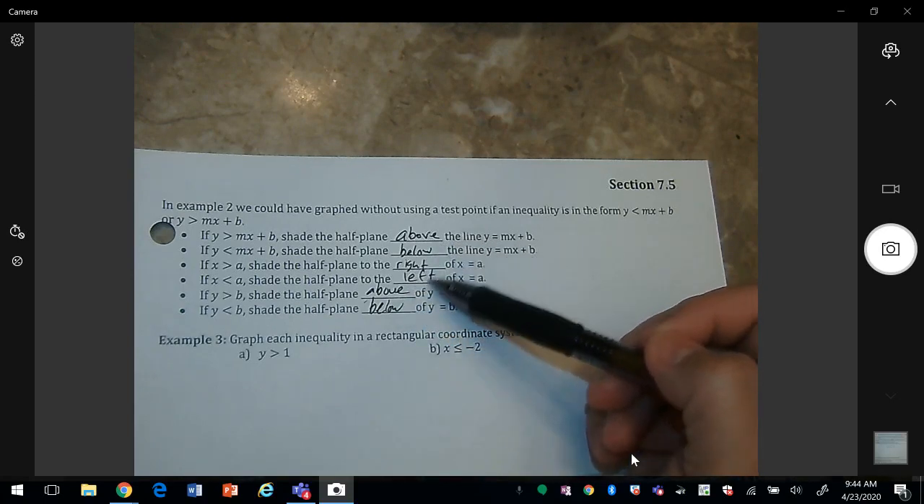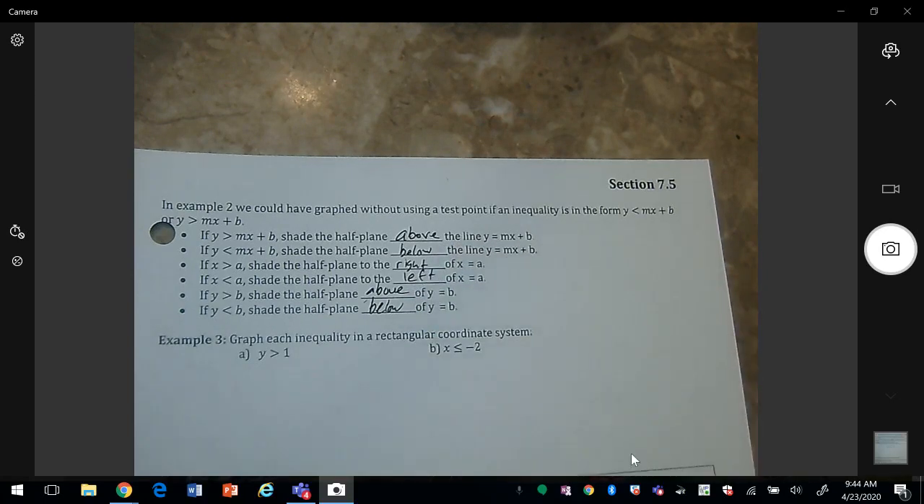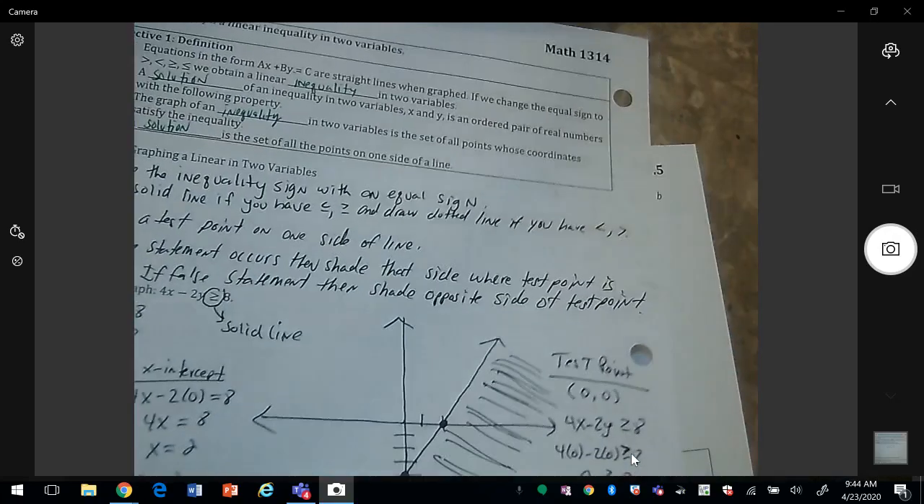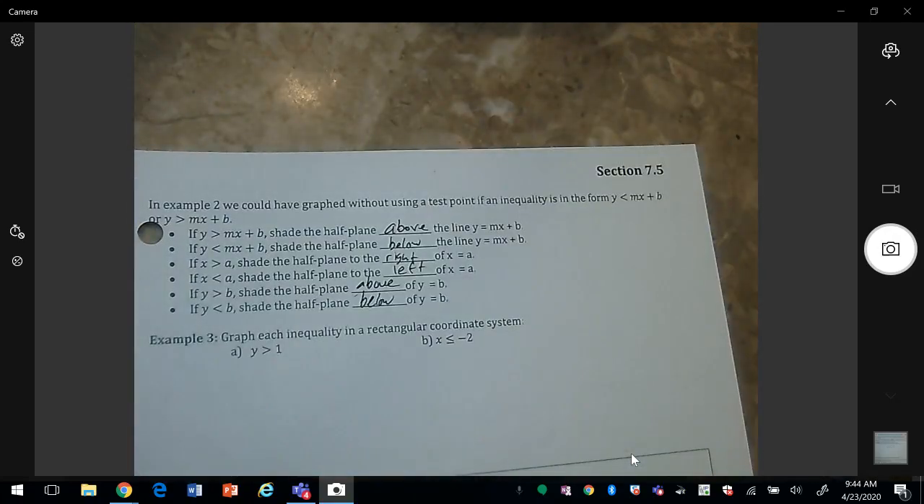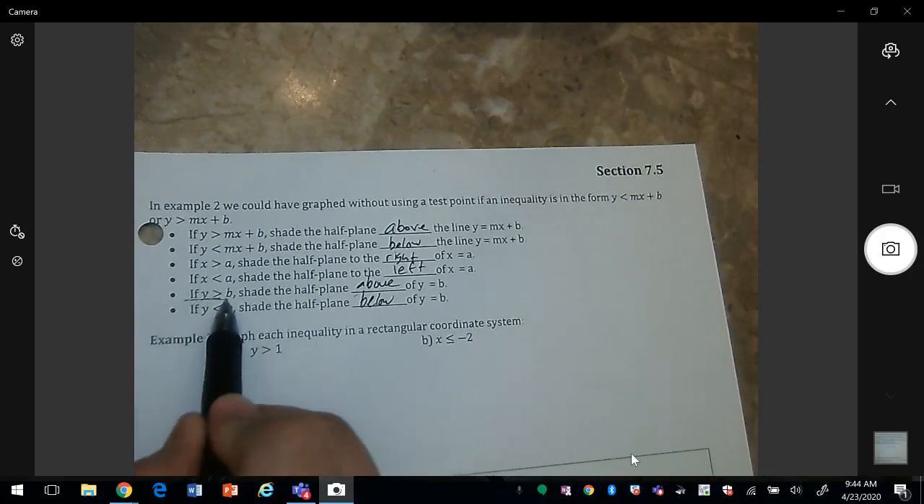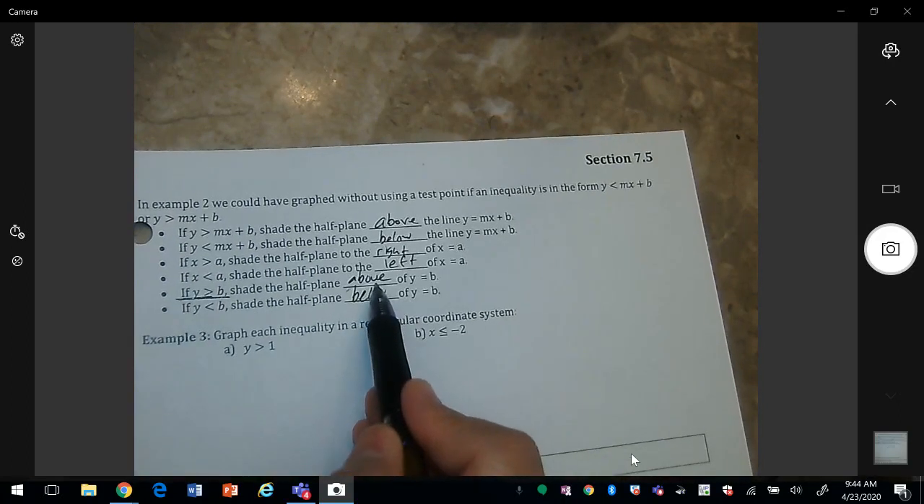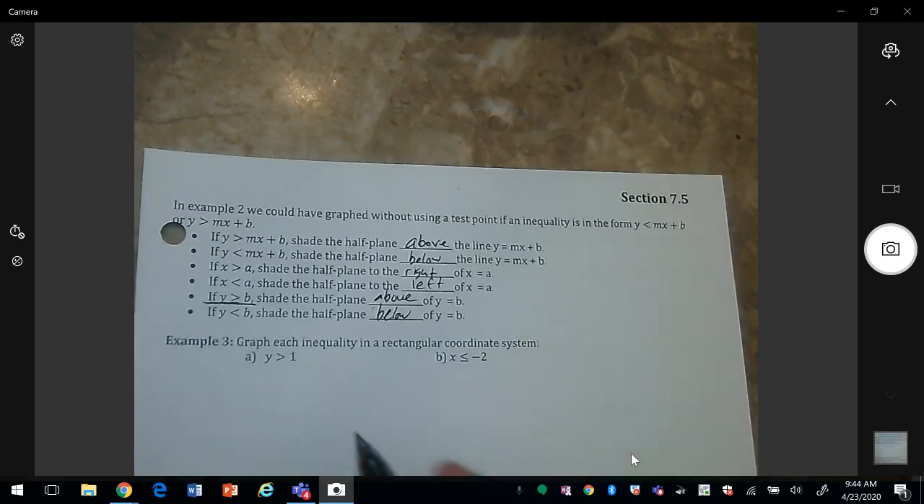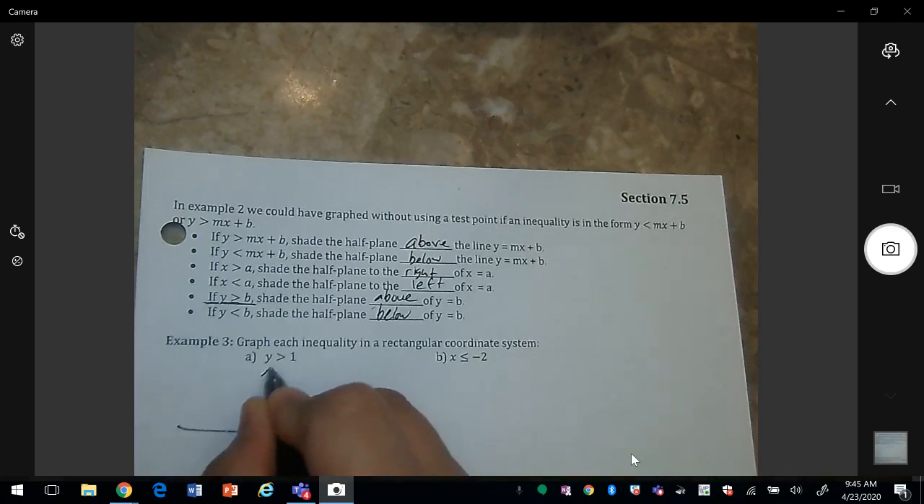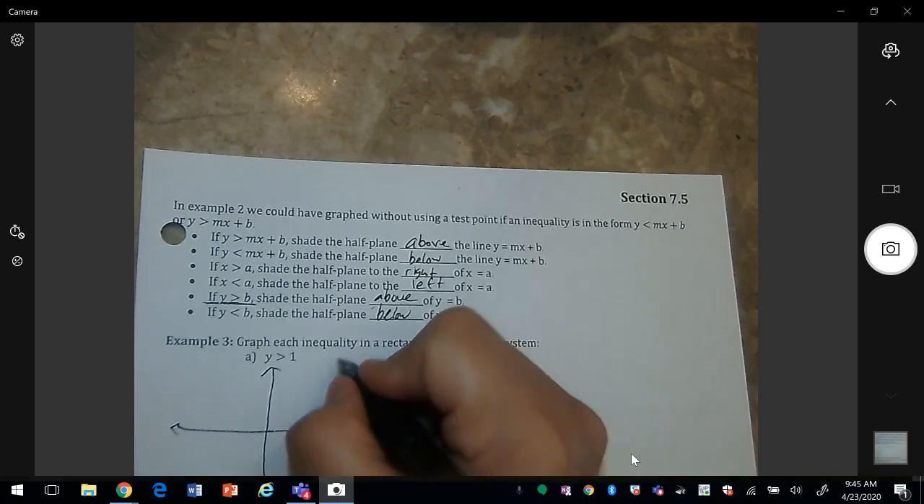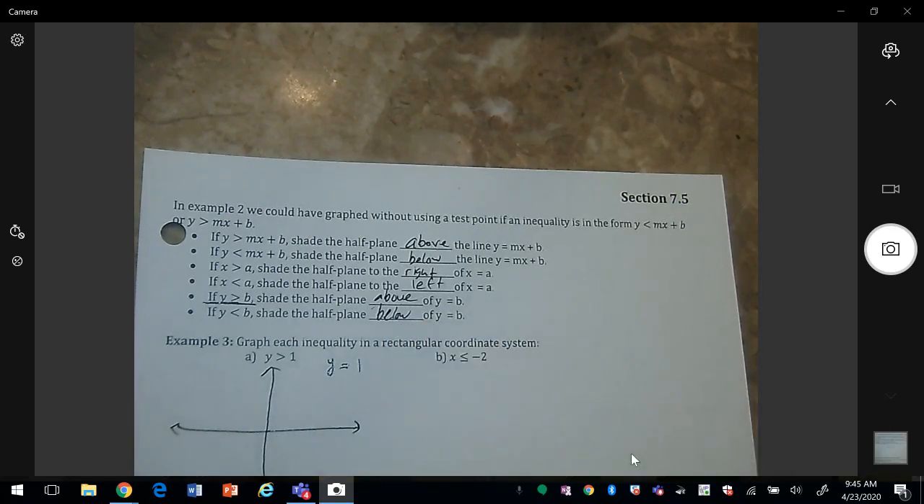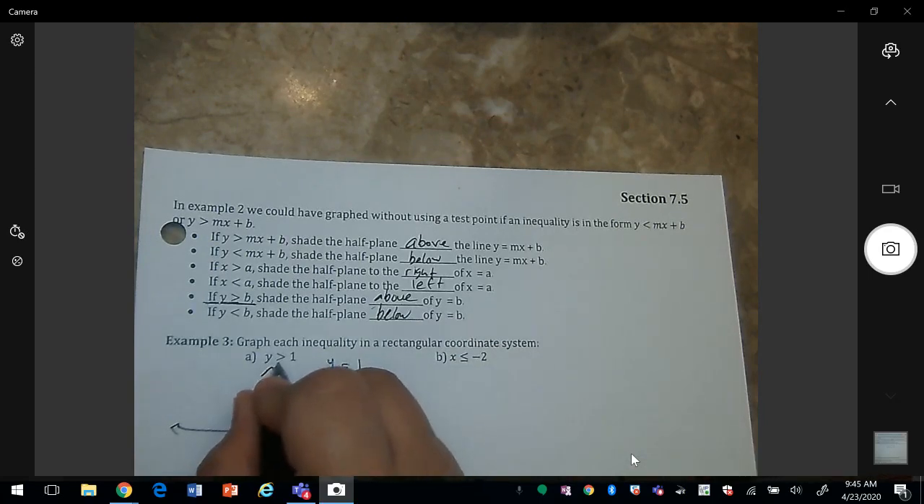Or if you forget these statements, then we just simply go back to doing what we were doing in the first 2 examples. So for example here, y is greater than 1 would be this situation, which means that we're going to shade above the line. Okay, so here we get y is equal to 1. Well, this is a horizontal line, and it is going to be a dotted line.